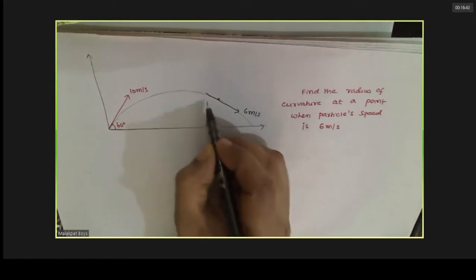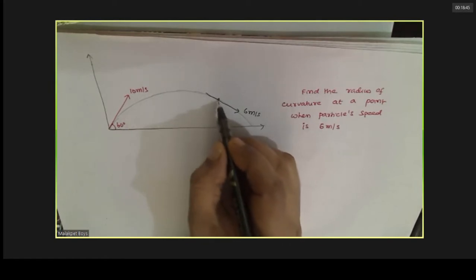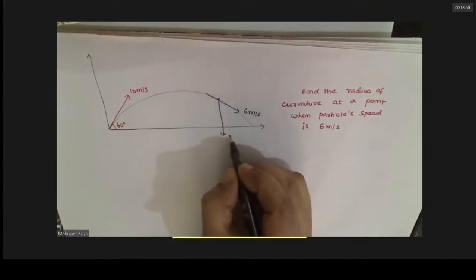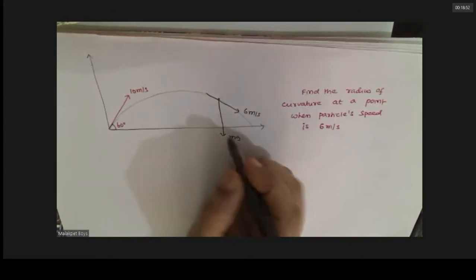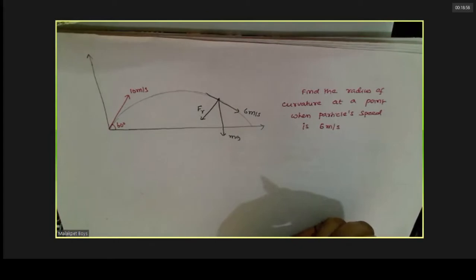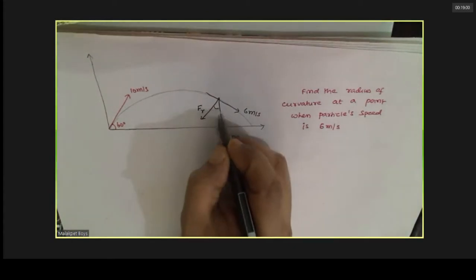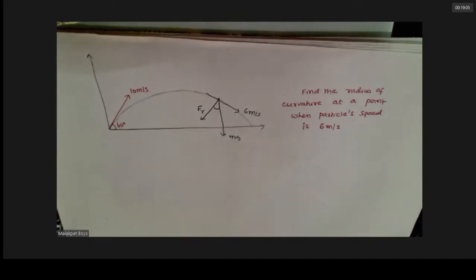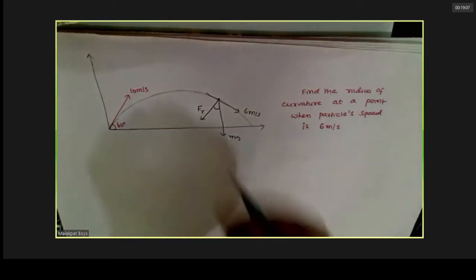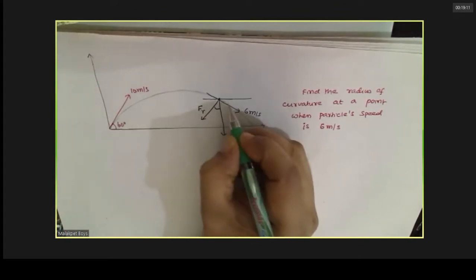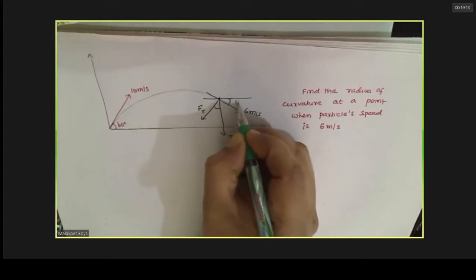Now you can see this is mg. Now we need to find the force in this direction, the force perpendicular to this. To find this force, we need this angle. We have to find some angle, otherwise we cannot. Suppose this is some theta.